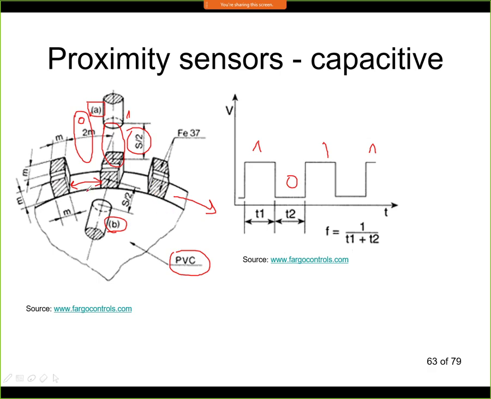the speed as well. So proximity sensors are useful not only as position sensors or end switches, but they are useful also for speed sensing. We'll see that later today at the end of the lecture.